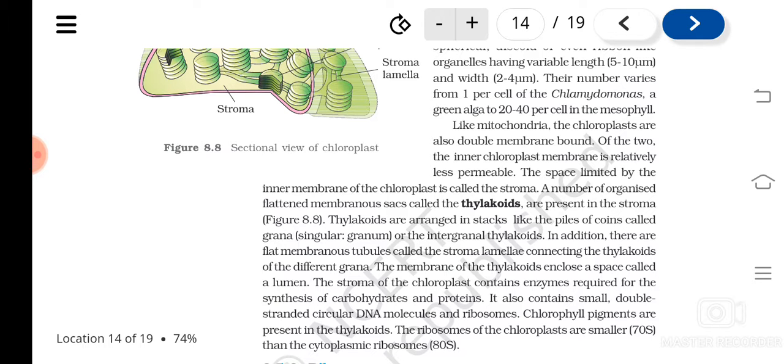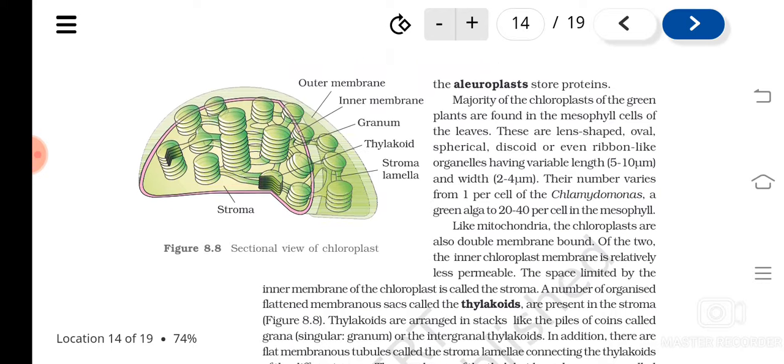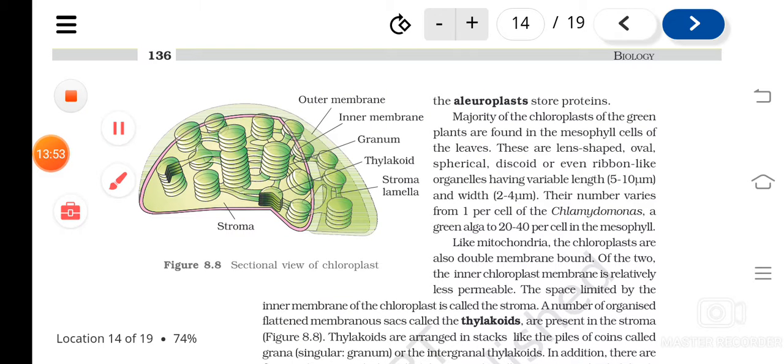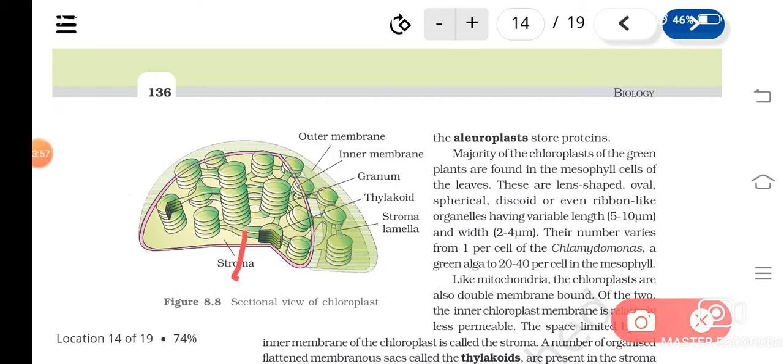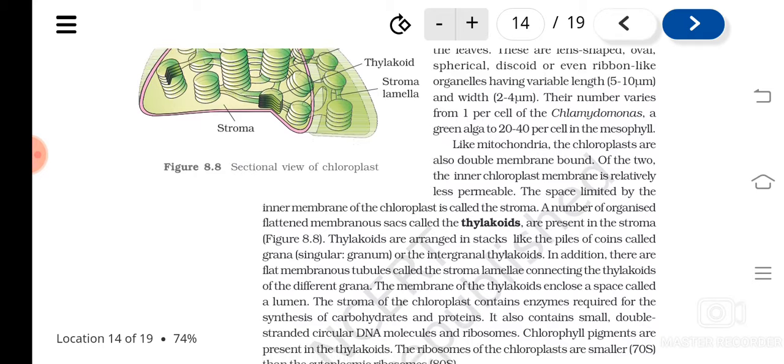And in addition to that, there are flat membranous tubules. They are known as the stroma lamellae, which connect the thylakoids of the different grana. So these are stroma thylakoids, which connect the adjacent grana, understood? The adjacent grana have different thylakoids, and they are connected by the stroma lamellae or stroma thylakoids.